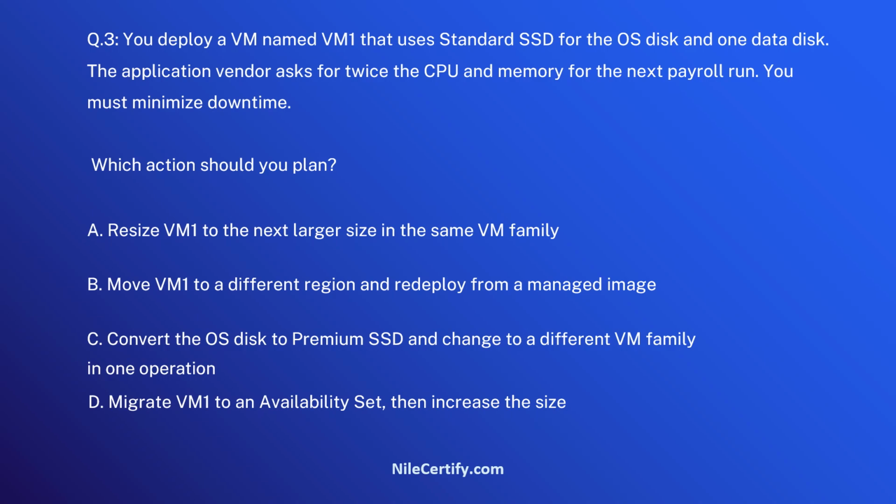Region moves and recreating in availability sets mean rebuilds, which means longer outages and extra work. So those are not the first options that should come to your mind. And disk type changes target storage performance, for example from standard SSD to premium SSD. Those are usually useful for throughput issues, but not when the requirement calls for doubling the memory and CPU.